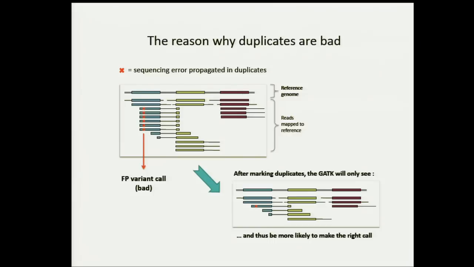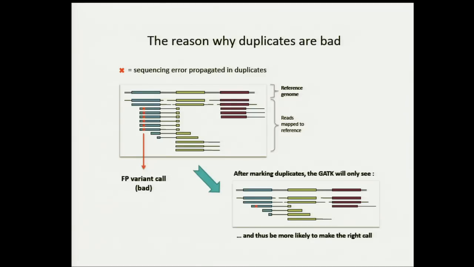So when we mark the duplicates, we're not deleting them from the file. We're just saying these are duplicates. For some analyses, do not consider them. For other analyses, it may make sense to look at duplicates. But we mark them all as duplicates, leaving only one true observation of the molecule. And the pileup will then look something like this in the second diagram. And here you see that there will be only one observation of the false positive, and most likely that is not going to be a call with the statistical machinery.